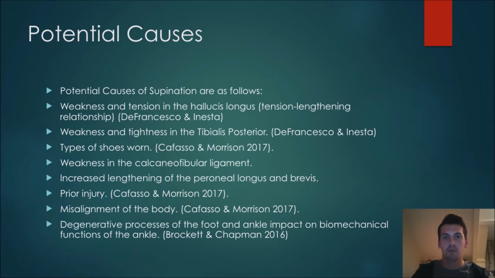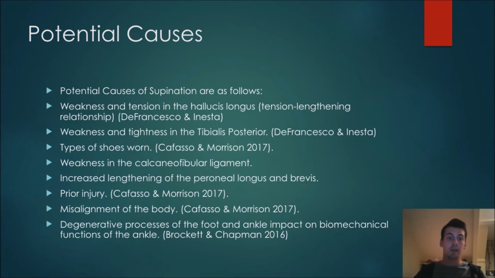Weakness and tightness in tibialis posterior, which is very, very common among people who supinate. Types of shoes worn. Weakness in the calcaneofibular ligament. This is also something that would make someone supinate, because if the ligament is not strong enough, it will stretch and be strained, and that would be due to it not being strong enough to hold the effects of inversion. Like I said, increased lengthening of the peroneal longus and brevis is also a common cause.